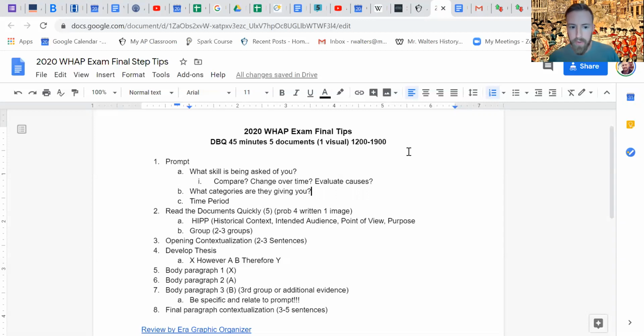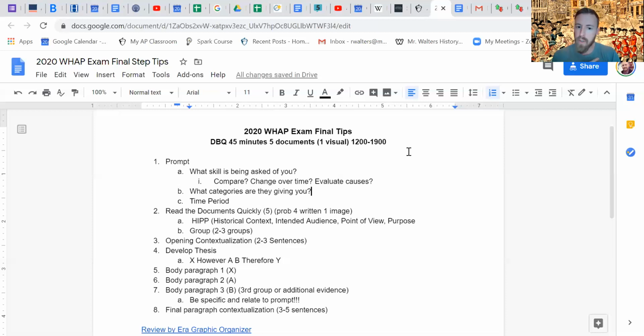As you go down through these documents, you need to read them quickly. If you've got 5 documents, I would take around 10 minutes to read them and analyze them. Remember how you analyze them: I want you to think about the historical context, the intended audience, the point of view, and the purpose of those documents. Now guys, do you have to do all 4 of those things? No, but if you can for sure understand at least one of those things about each source, you're going to be in a really good spot.